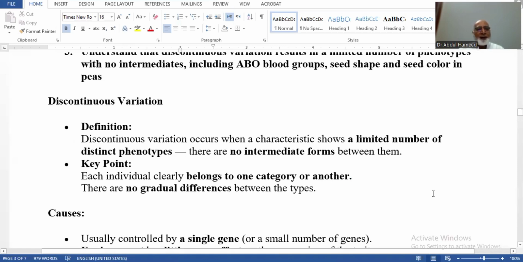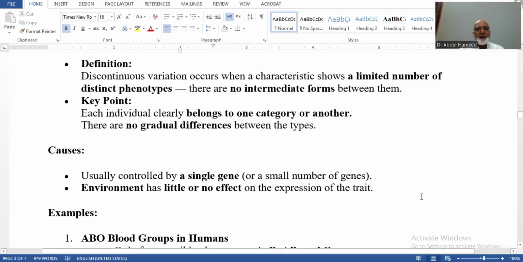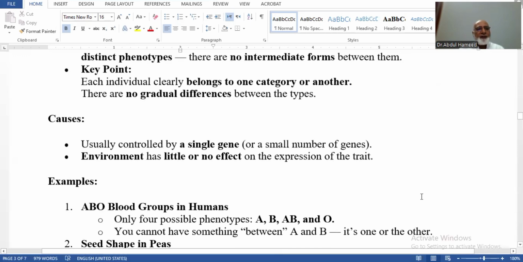What is the key point? Each individual clearly belongs to one category or another, and there are no gradual differences between the extremes and types. So what are the causes? Usually controlled by a single gene or a small number of genes. Environment has little or no effect on the expression of that particular trait.